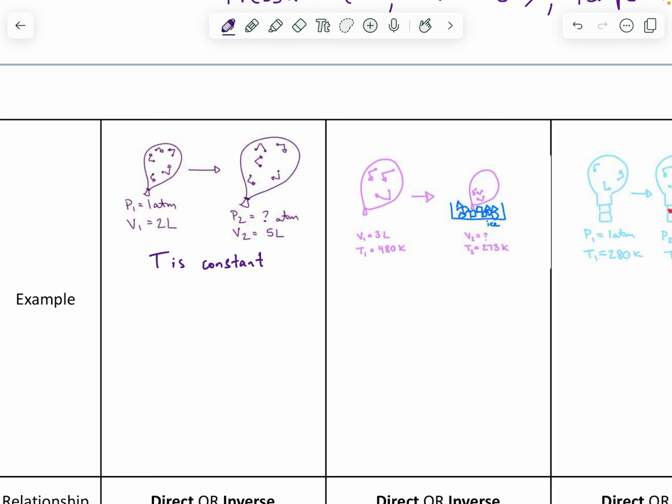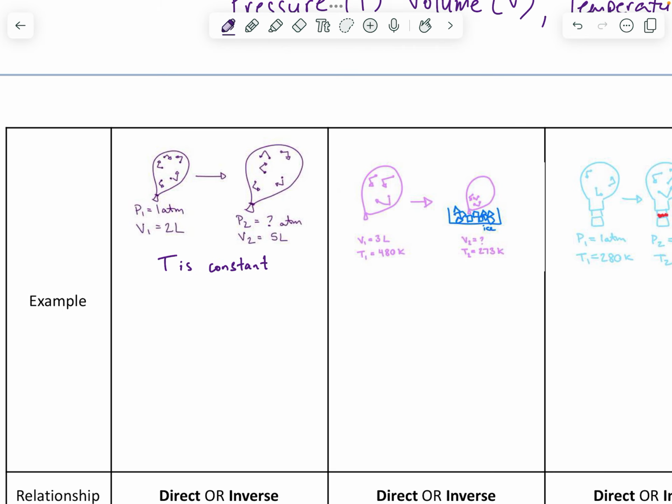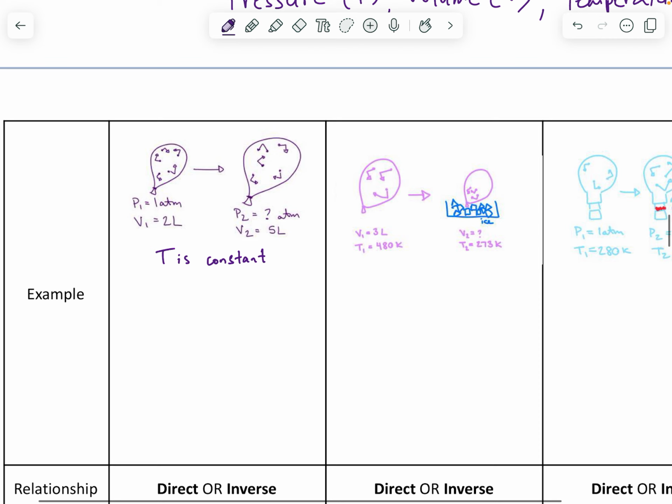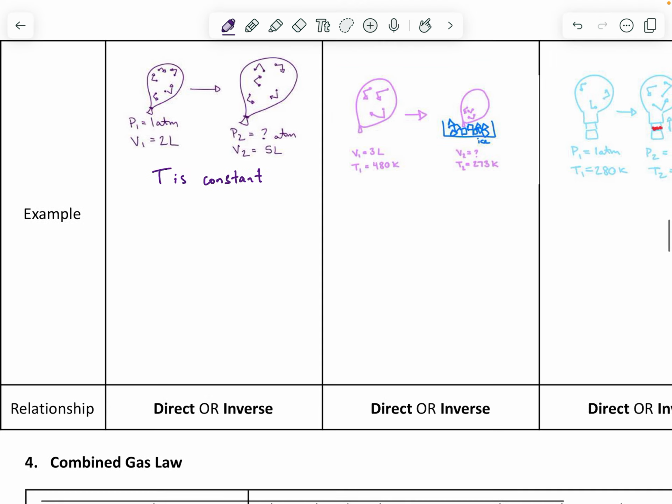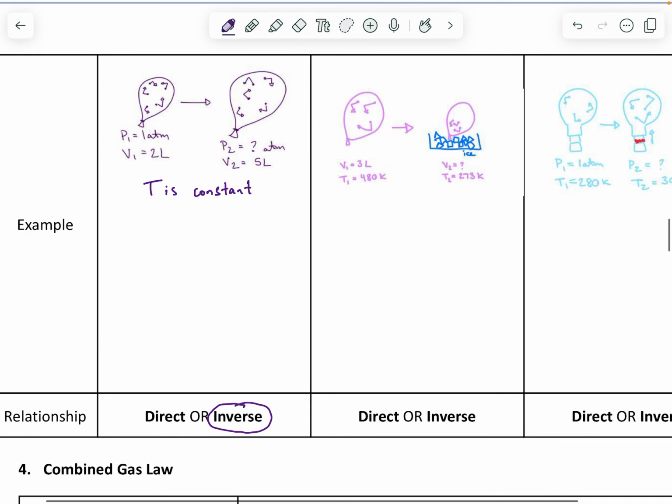But what we notice is as our volume increases, we're not going to be able to collide with the walls as frequently in this balloon. And therefore, if the collisions go down, that means that the pressure is going down. So we have an inverse relationship here. It is our only inverse relationship as well, pressure and volume. And I like to think of it as VIP, thinking volume is inverse of pressure.